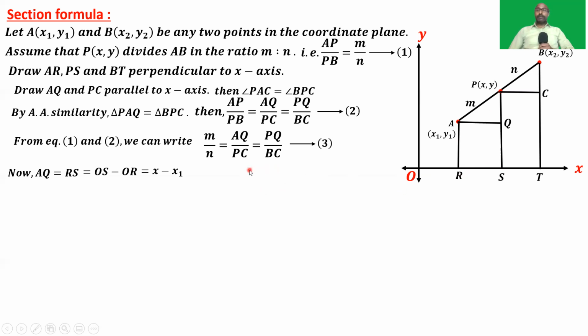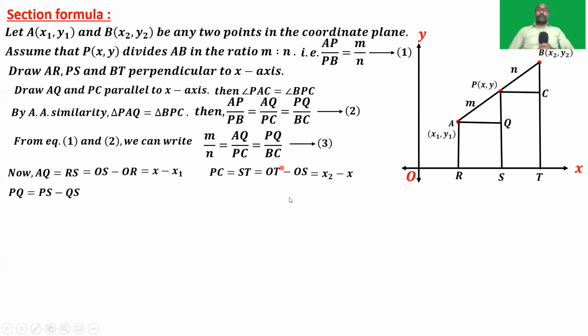Similarly, PC is equal to ST, and ST is equal to OT minus OS, isn't it? OT minus OS. And OT is the distance from B to the y-axis, which is equal to x2, and OS is the distance from P to the y-axis, which is equal to x. So it can be written as x2 minus x.